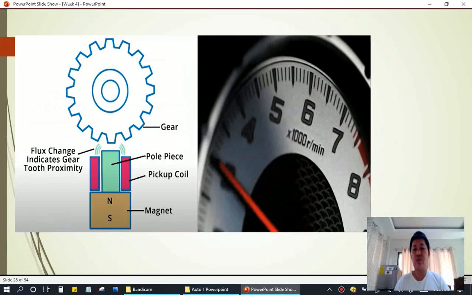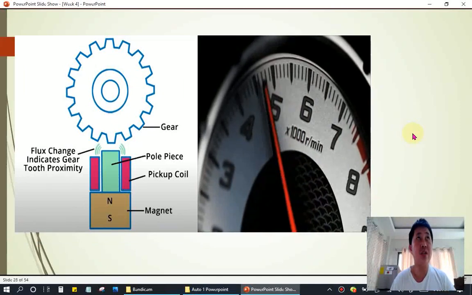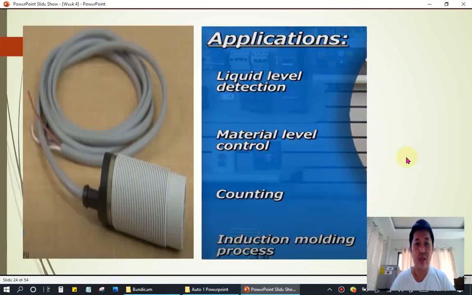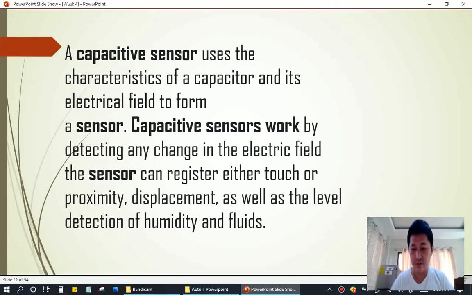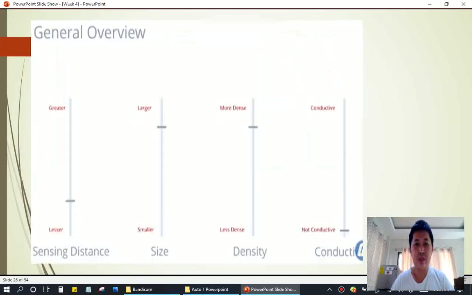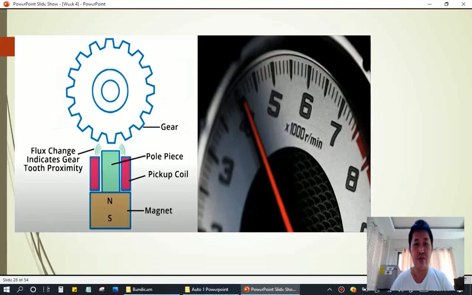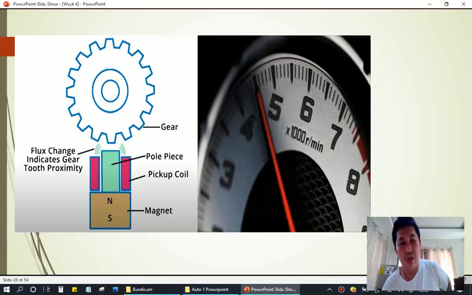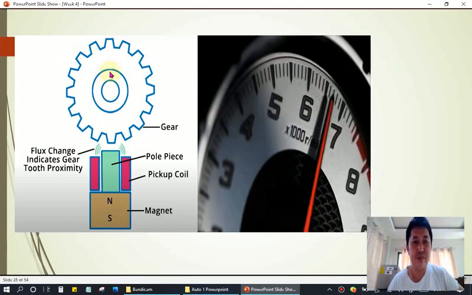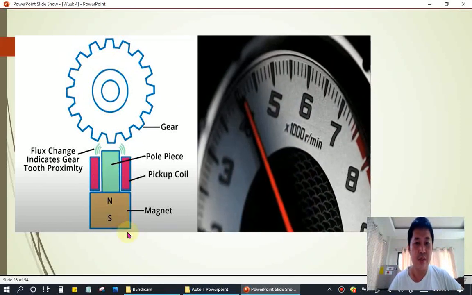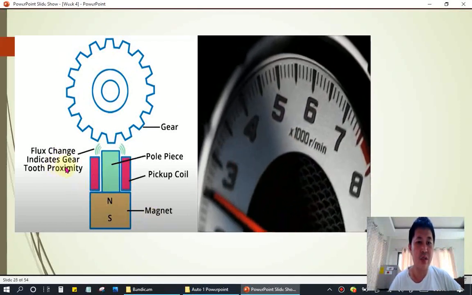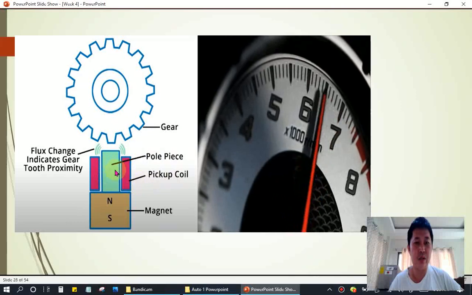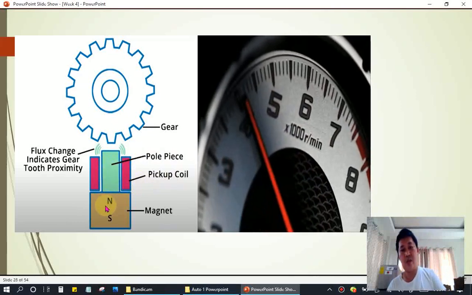Here also, we have on board the ship a similar capacitive sensor. This is also a magnetic pickup or the proximity sensor. So we have here the gear of the engine, and we have here the sensor. Part of the sensor is the magnet, flux change indicates gear to proximity. So it's the gear, pole piece, and the pickup coil. So we have the north pole and the south pole.